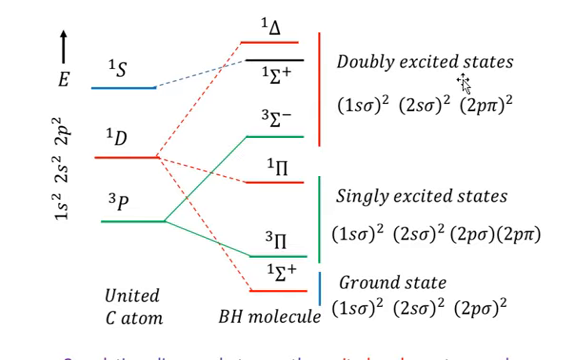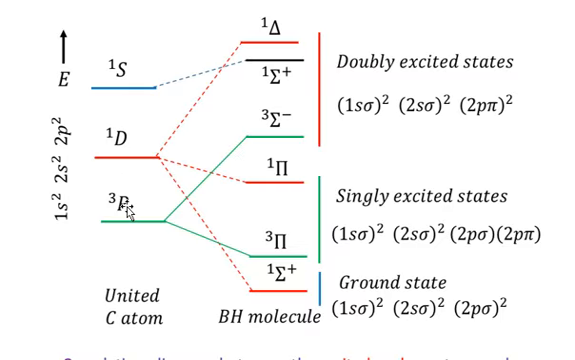And then you will have doubly excited states, in which both electrons from the 2p sigma orbital have moved to the 2p pi orbital. So this is the doubly excited state, and its electronic configuration is 1s sigma squared, 2s sigma squared, and 2p pi squared. And here you can see that if you compute the molecular states from the last orbital, which is 2p pi squared, then the molecular states will be 3 sigma minus, 1 sigma plus, and 1 delta.